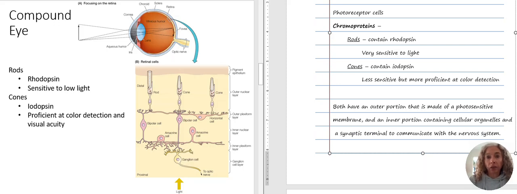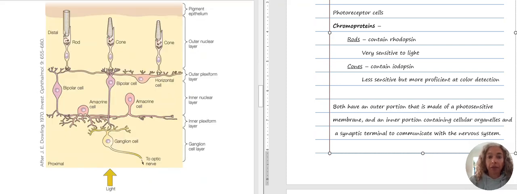The rods and cones have different amino acids making up these proteins, but they're somewhat similar in structure. Both of these cell types have an outer portion that is made of photosensitive membrane and an inner portion containing cellular organelles and a synaptic terminal to communicate with the nervous system. And you can see that here the cones and the rods are communicating here.